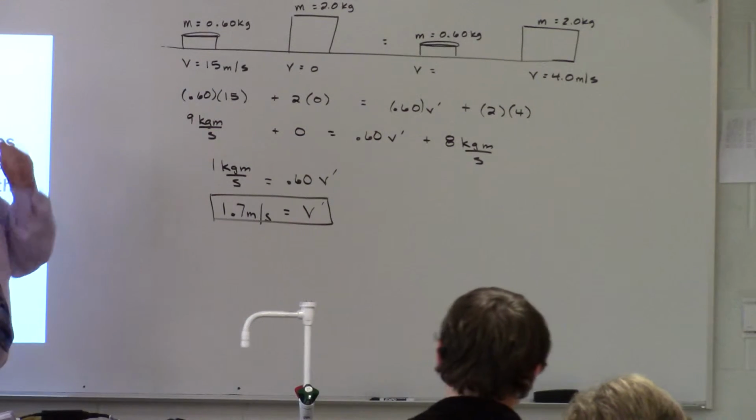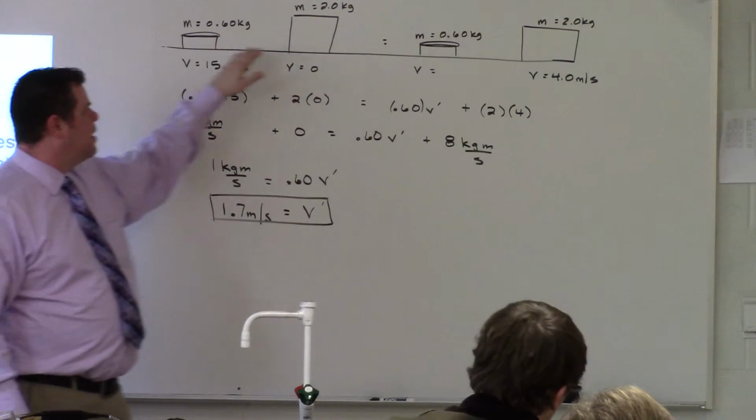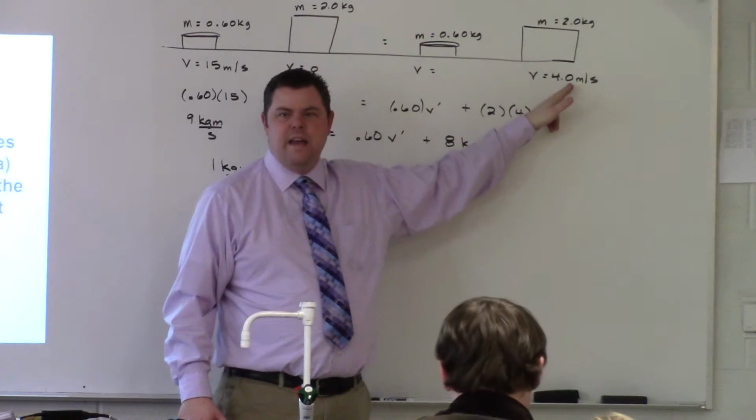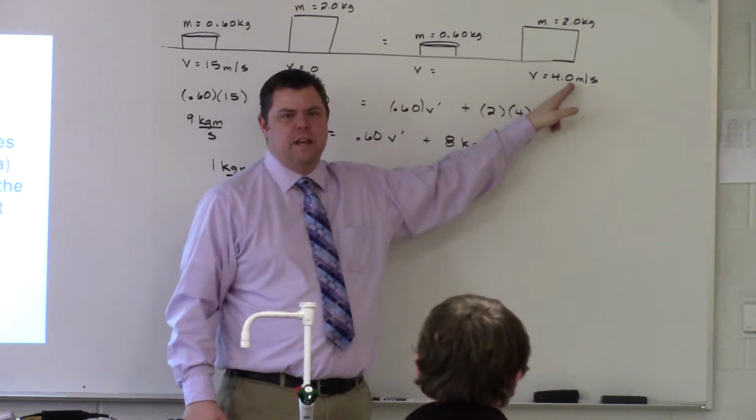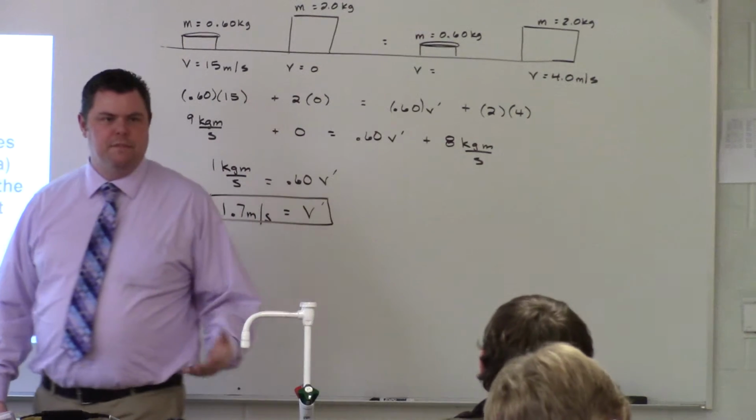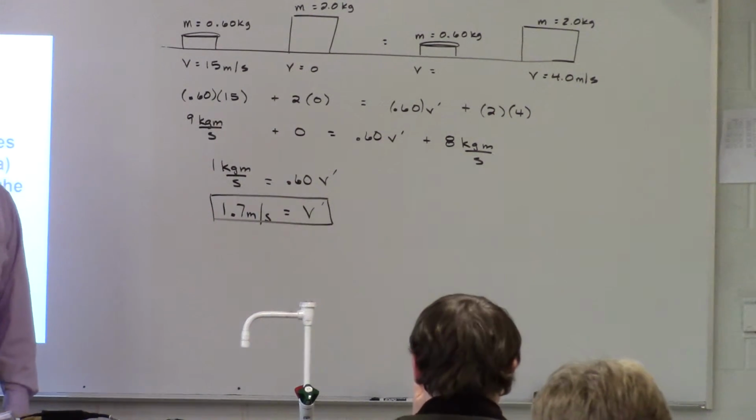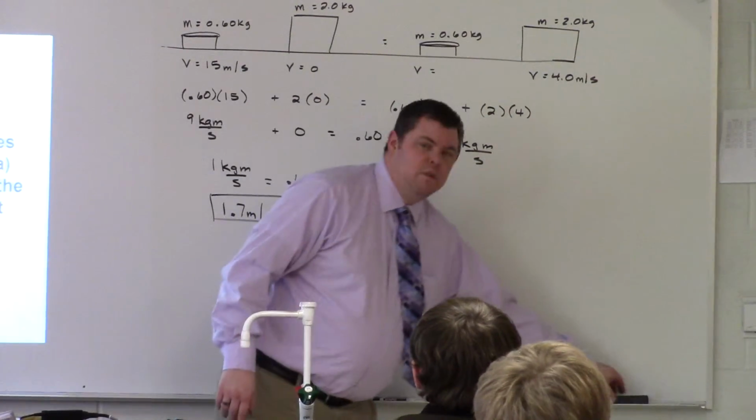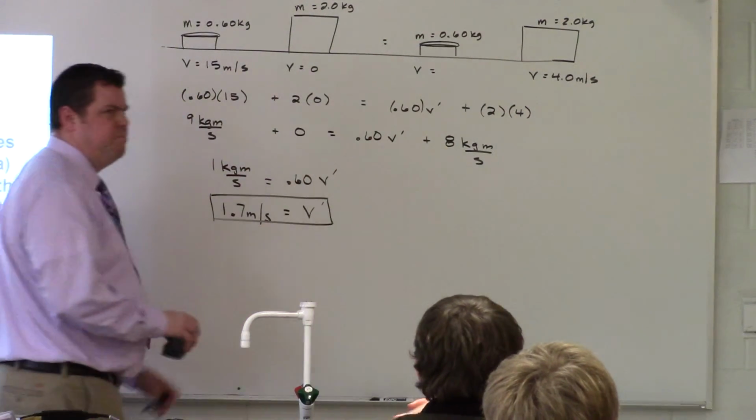All right. So what that means is after the puck collides with this block, it sends the block moving at 4 meters per second, and now the puck's not going 15 meters per second anymore, it's only going 1.7 meters per second. And that was for part A. So how would part B be different?